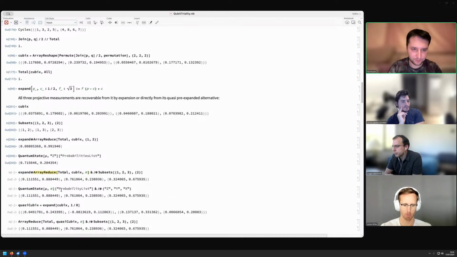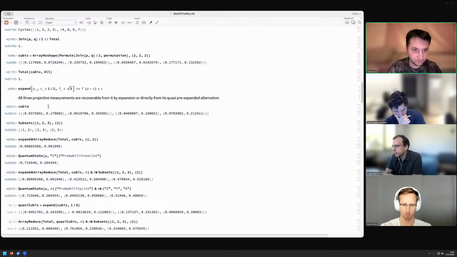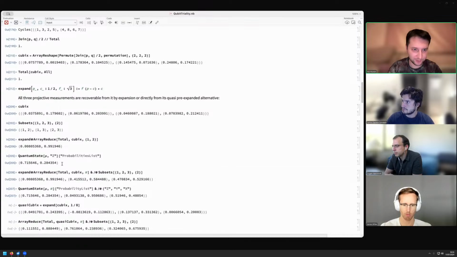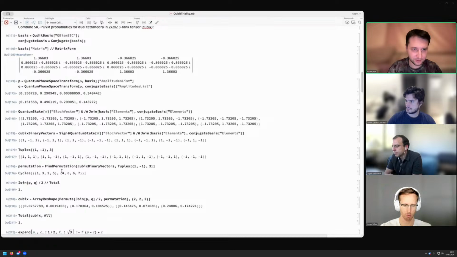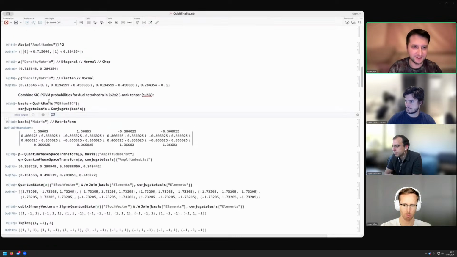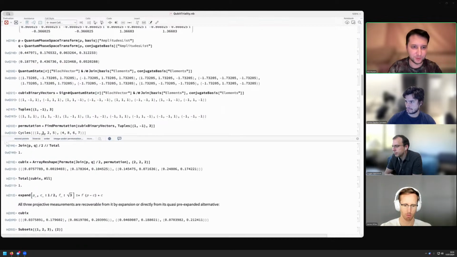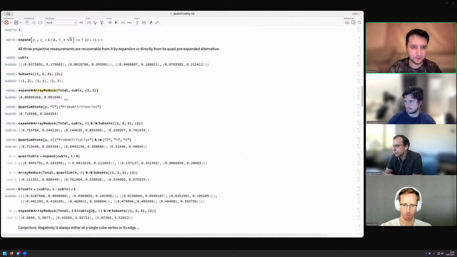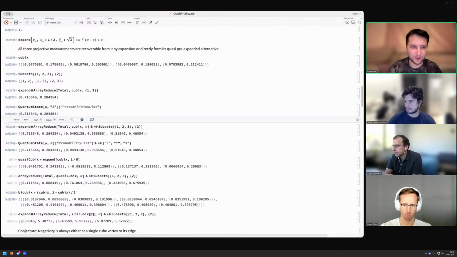What I'm doing. Is it not? Wait. Now for some reason, math doesn't agree with me. Okay, let me just evaluate everything, just in case. I have this permutation. This is the Cubix. Okay, now they match. I don't know why it didn't match before.